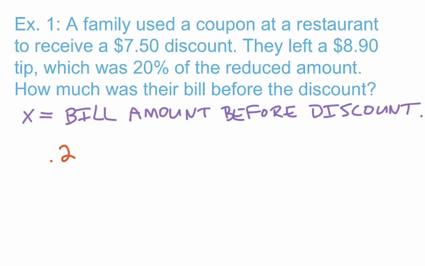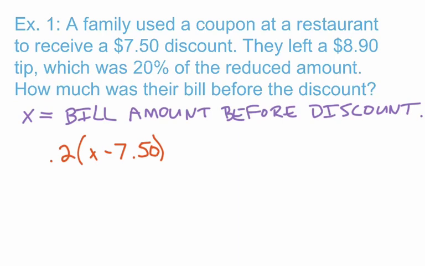Now the question is, how do we get to the reduced amount? Well, the original amount is represented by x. To get the reduced amount, we're going to take x minus 7.50. So we're going to put parentheses around x minus 7.50. What I have written there represents 20% times the quantity x, which is the amount of the bill before the discount, minus the amount that they were discounted. This is the reduced amount. The 7.50 discount subtracted from x gets us the reduced bill.